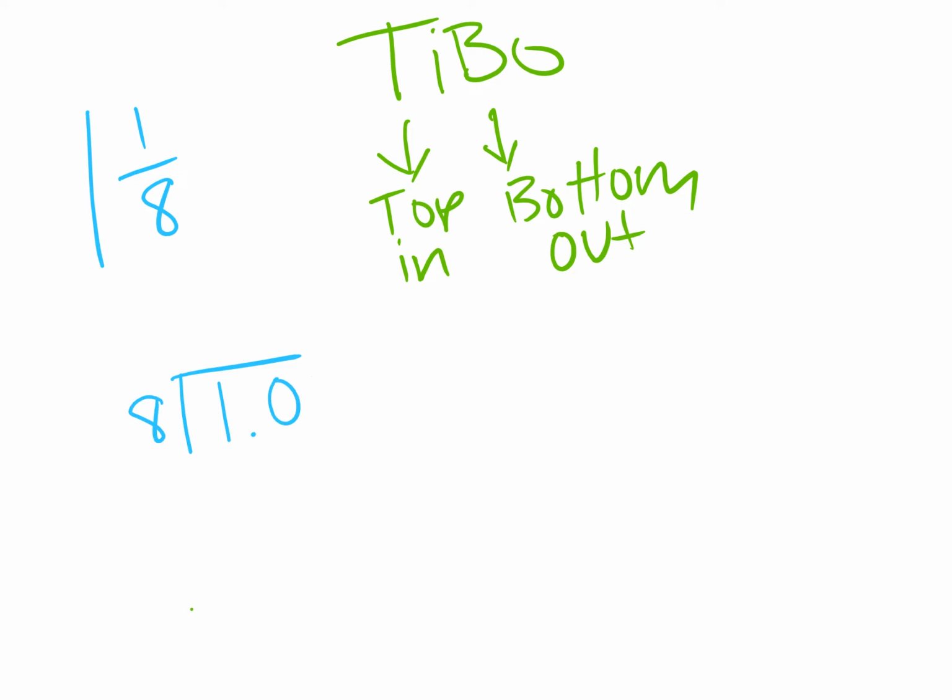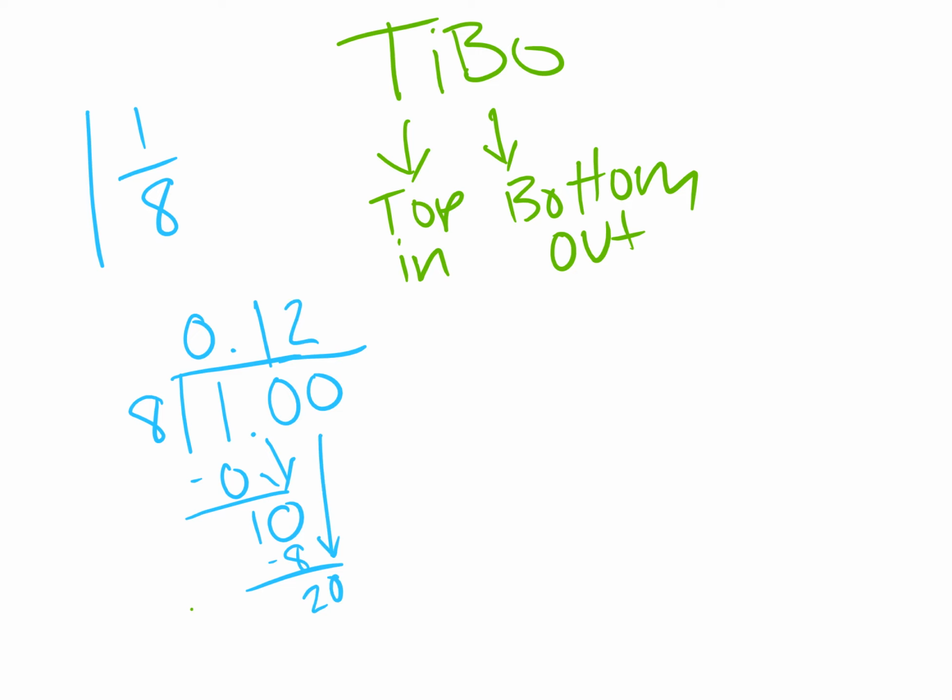You add a decimal and 2 zeros, and then you raise your decimal up. 8 goes into 1 0 times. 8 times 0 is 0. And when we subtract, we get 1. We're going to bring down our 0. 8 goes into 10 one time. 8 times 1 is 8. Now when we subtract, we get 2. We bring down the second 0. 8 goes into 20 twice, because 8 times 2 is 16. When we subtract, we get 4.